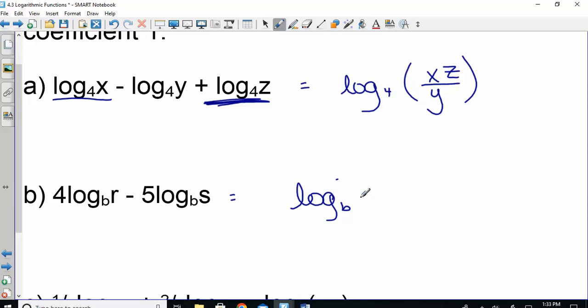Sorry. All right, so if I look at this one, what would I do with the 4? Exponent. Yep, that's an r to the 4th. The 5 is going to make an s to the 5th, and what am I doing with these? Dividing. So log base b of r to the 4th divided by s to the 5th.